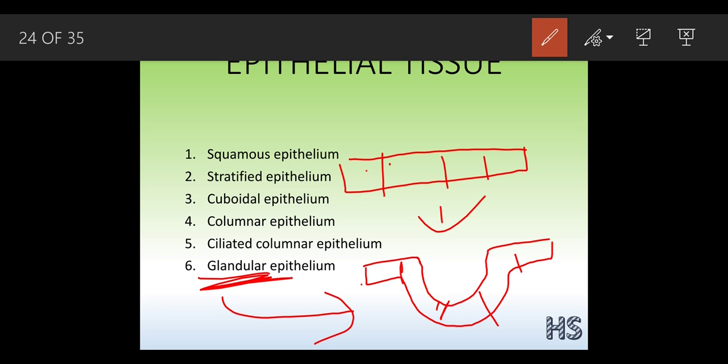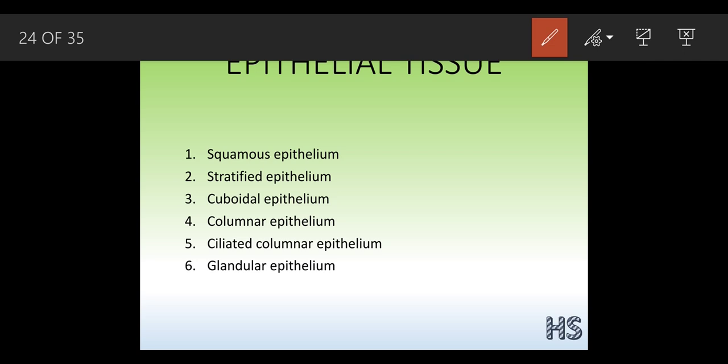And what is the function of these glands? They secrete hormones. So we can say that the secretion occurs in two parts of the body. It can be inside and also outside.